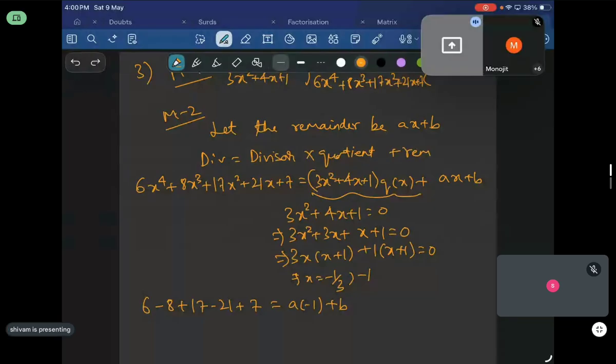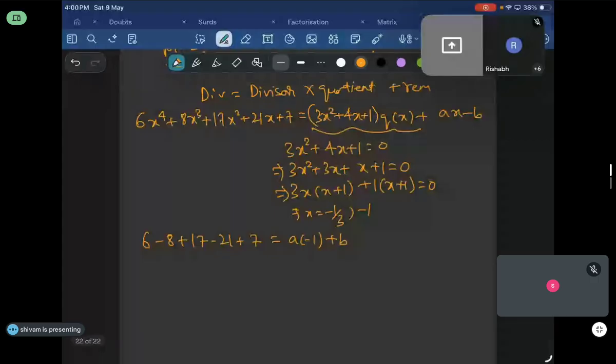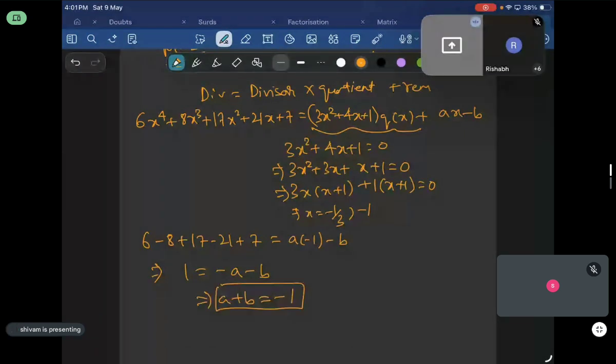Acha, wait. The remainder we have to consider it as ax minus b. So we can find it out singularly. So ax minus b. If I want to find out a plus b, if you substitute x equal to minus 1, you people can understand that the left hand side will become 6 plus 17, 23 minus 21, 2, 2 plus 7, 9 minus 1, 9 minus 8, 1. 1 will be equal to minus a minus b. Right, so what is a plus b? A plus b is minus 1. Okay. So without even finding out the value of a and b, you can find out the value of a plus b. Are you getting?